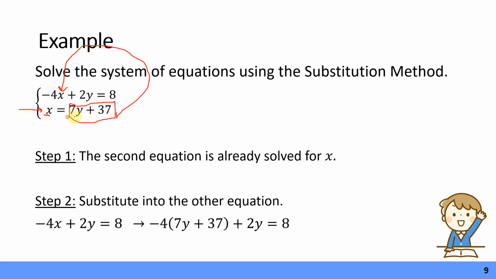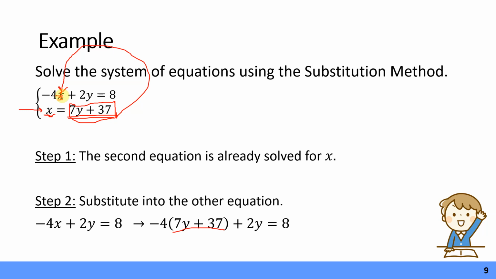So if you notice, this whole 7y plus 37 took the place of the x. The x is no longer there. It was substituted by this. Again, the only reason I was able to do that is because this whole thing, they're telling me, is equal to x. So I can substitute it into the x. Okay, so that is step 2, substituting.